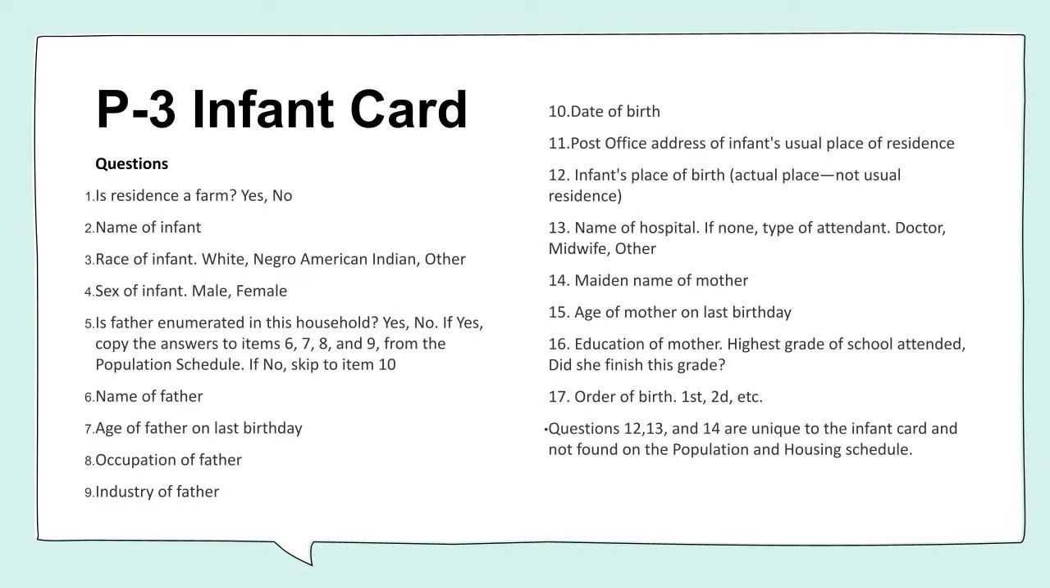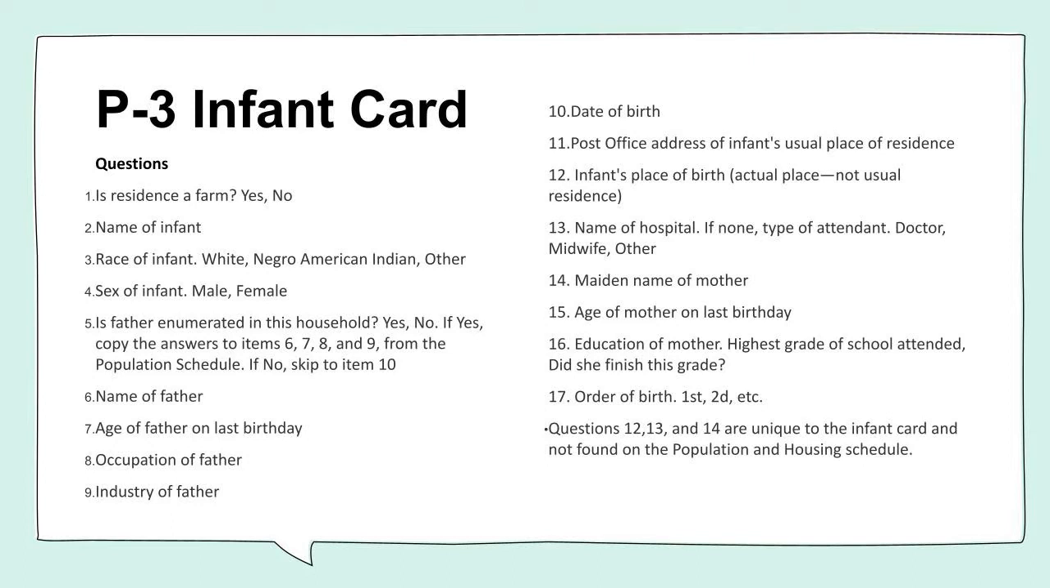Now, here's the sample questions on the P3 infant card. And again, residence, name of infant, race, sex, is the father enumerated in the household? And again, a series of questions: name of the father, age of the father, his last birthday, occupation, industry of the father, date of birth, notice the post office address of the usual place of residence for the infant's place of birth, and the actual place, not the usual residence, the name of the hospital. If no hospital, the name of the attendant, for example, a doctor, midwife, or other.